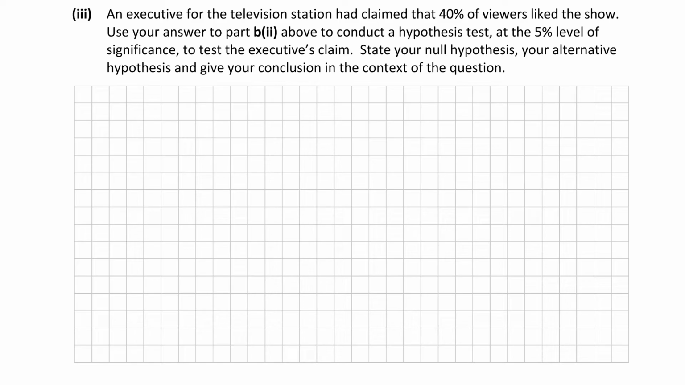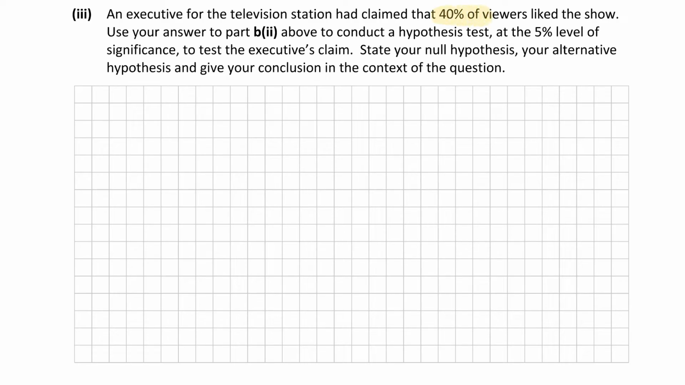So, part 3. An executive for the television station had claimed that 40% of the viewers liked the show. Use your answer from part 2 above to conduct a hypothesis test at 5% level of significance to test the executive's claim. State your null hypothesis, your alternative hypothesis, and give your conclusion in the context of the question. So what we need to do there is start with a null hypothesis.